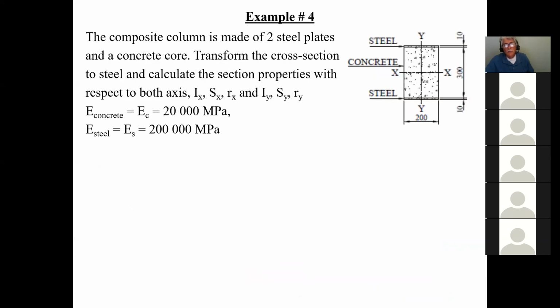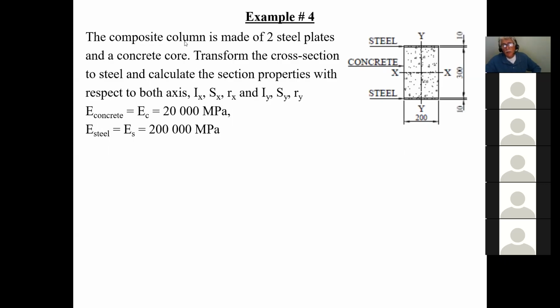Okay, now I wanted to do one more where we're going to be changing it about both axes. How are we doing time-wise? Okay, so I want to do one more where we're going to be changing about both axes so you guys can appreciate that depending on which way you want to do it.